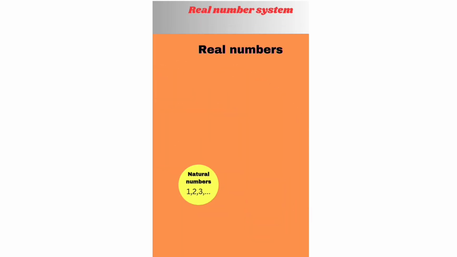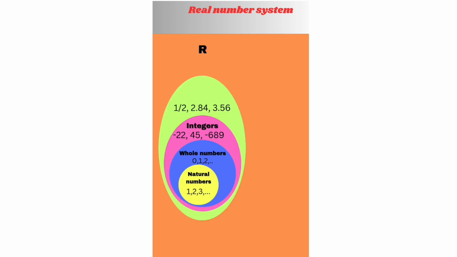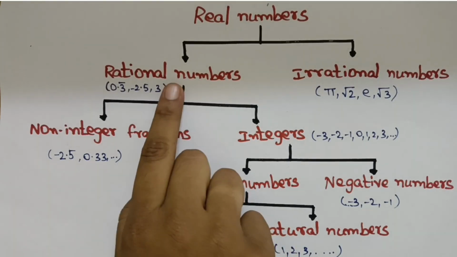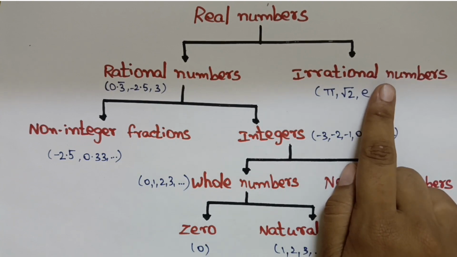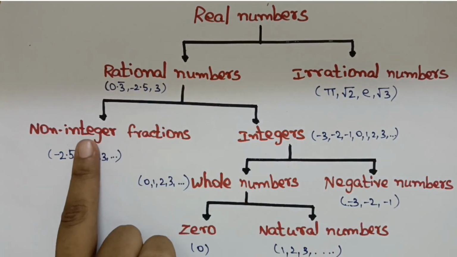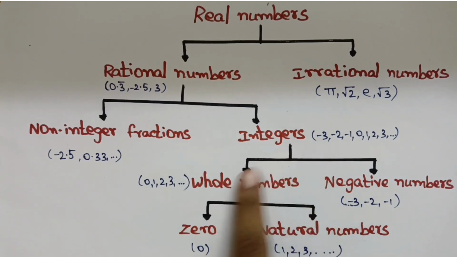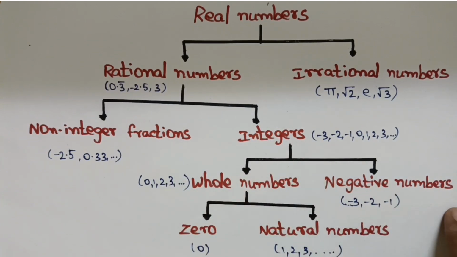Natural numbers is a subset of whole numbers. Whole numbers is a subset of integers. Integers is a subset of rational numbers. Rational numbers and irrational numbers are the subset of real numbers. Real numbers are divided into rational numbers and irrational numbers. Rational numbers are further divided into non-integer fractions and integers. Integers contain whole numbers and negative numbers. Whole numbers contain zero and natural numbers.